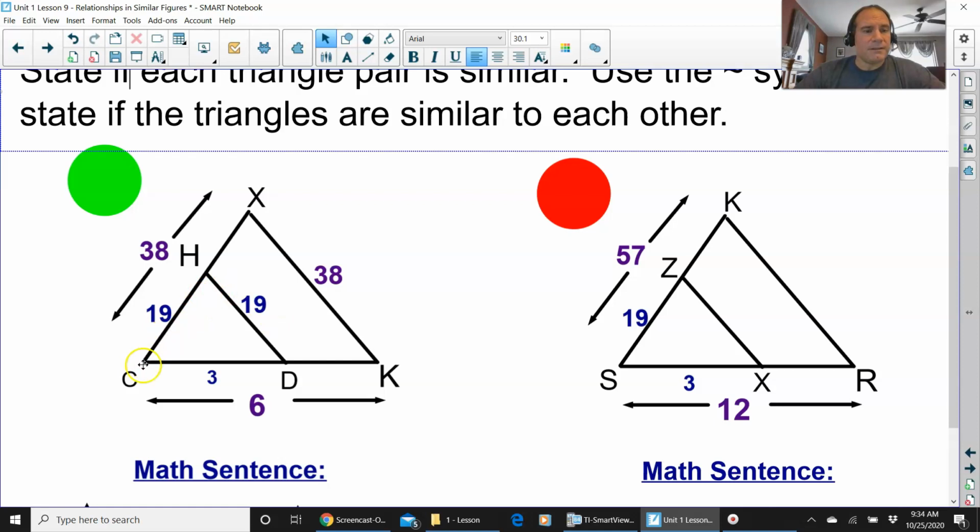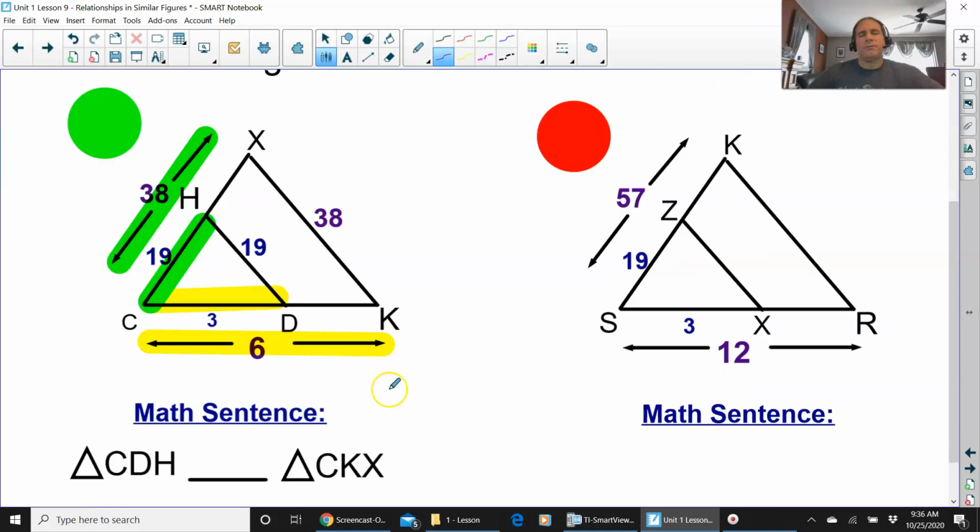So this triangle here is HCD, and we want to see if it's similar to XCK, the larger triangle. See if you could do that. Use the sides. There's no angles here to worry about, so we're just matching corresponding sides, forming a proportion, and then cross multiplying to see if the cross products are equal. Go ahead, see if you can do that first problem. We'll come back and go over it. Press pause now.